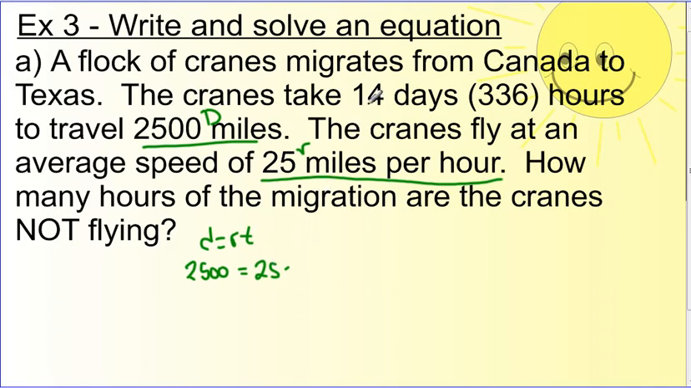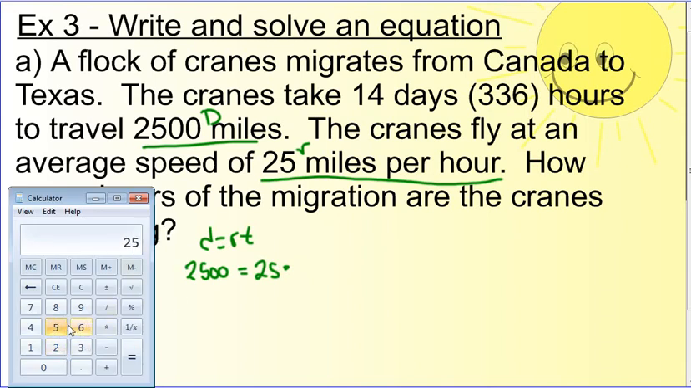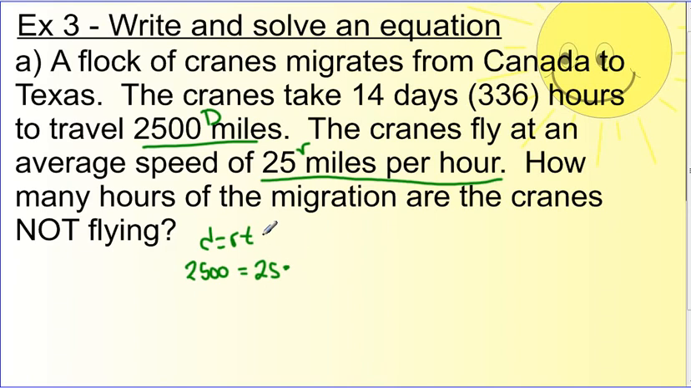we can't just put in the 14 in there because we don't know if this actually works out. Is 25 times 14 that? 25 times 14 is not 2,500. Is 25 times the 336 that? No. That's not what we're supposed to do. We're not just supposed to throw in this amount of time. It's saying how many hours are the cranes not flying. So think about it. If they're going for 14 days, those birds have to stop. This is just their average speed over the entire trip.